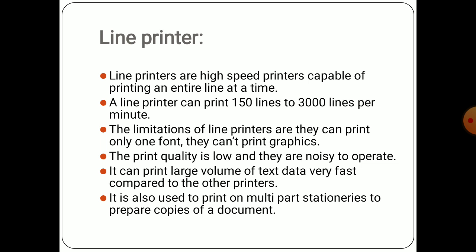So the line printer can print from 150 lines to 3000 lines per minute, based on the capacity, what technology you are using in that line printer, or which company's line printer you are using. Based on that, it varies. In a single minute, from 150 to 3000 lines it is able to print.